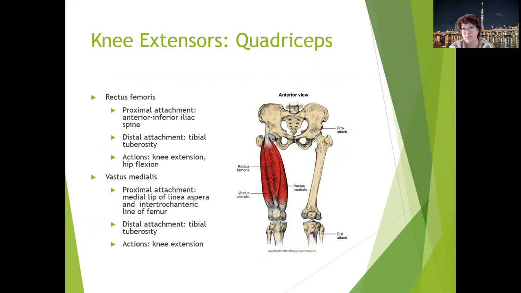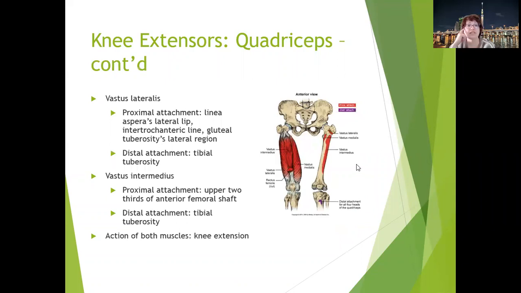And so if you have muscle imbalance, that is going to interfere with that. So the vastus lateralis attaches on the lateral lip of the linea aspera and the intertrochanteric line and gluteal tuberosity. So just think lateral lip of the linea aspera, and attaches through the tibial tuberosity, just like the other quadriceps.